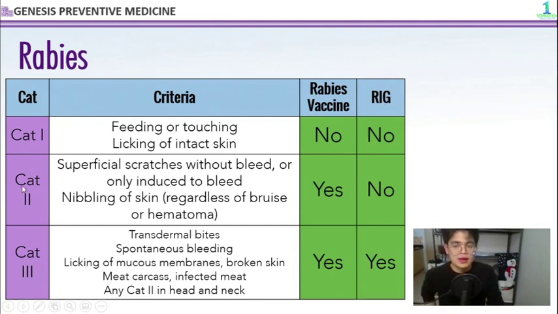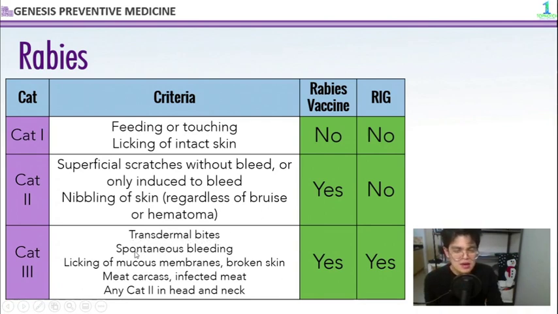Okay? For category 2, you have superficial scratches without bleeding or only induced to bleed, or nibbling of skin regardless of bruise or hematoma formation later on. So whenever this is the situation being faced, rabies vaccine is indicated, but the situation is not so severe that rabies immunoglobulin is also indicated. So yes and no.